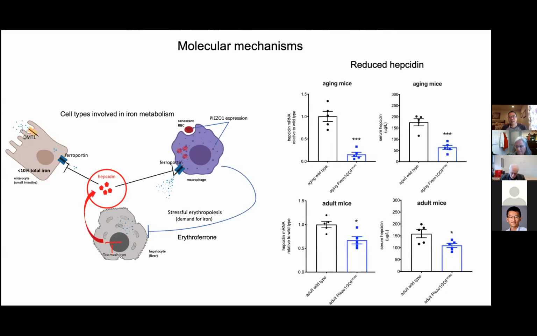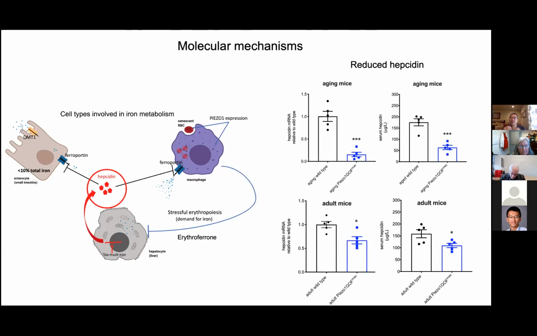And interestingly, even for the younger adults, when we didn't observe the iron overload phenotypes, there's a significant but mild decrease of hepcidin level in the macrophage-specific gain of function mice, suggesting that at the younger age, the hepcidin pathway is already compromised.